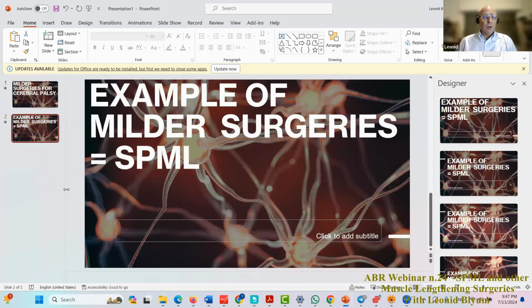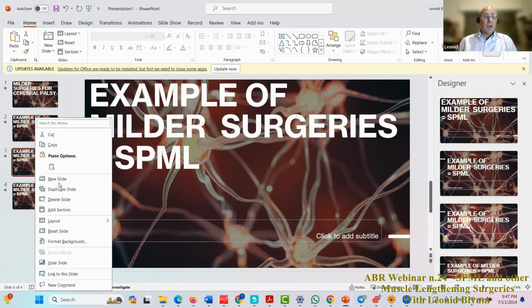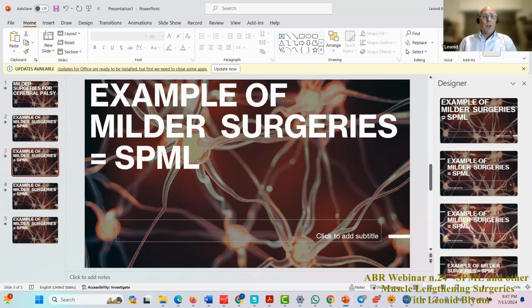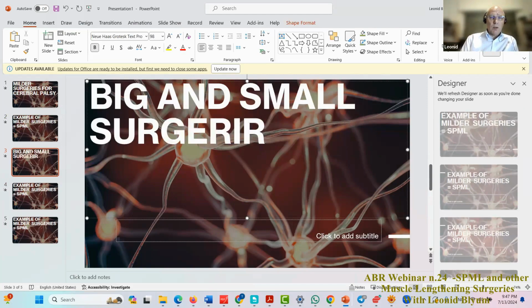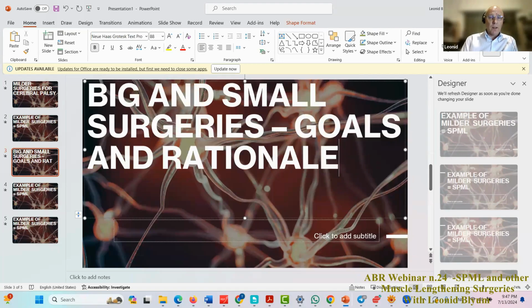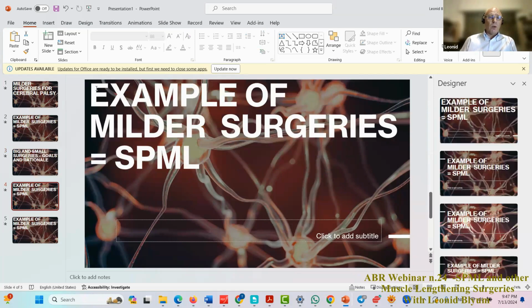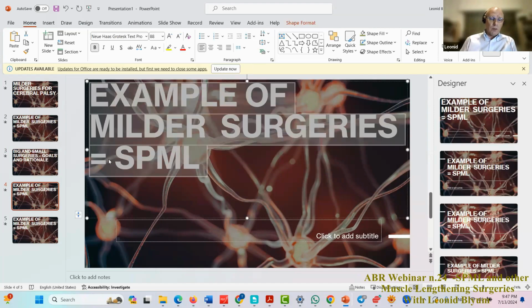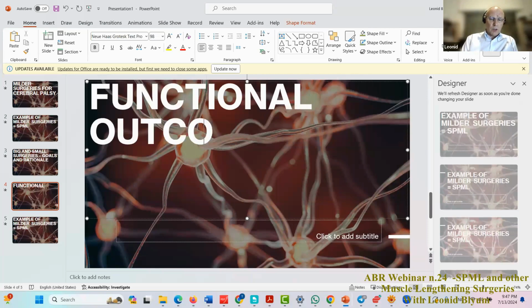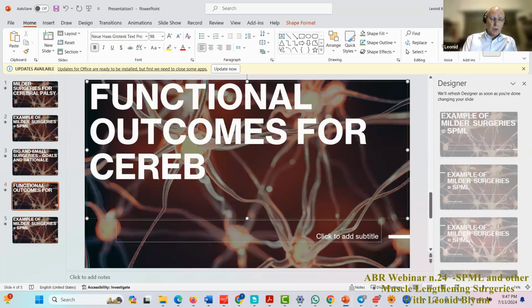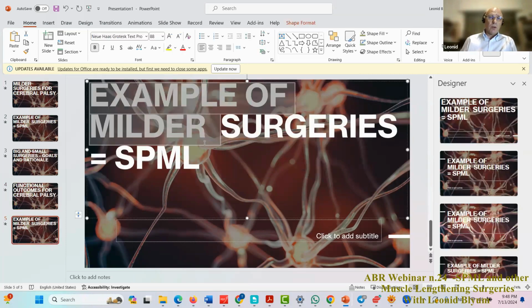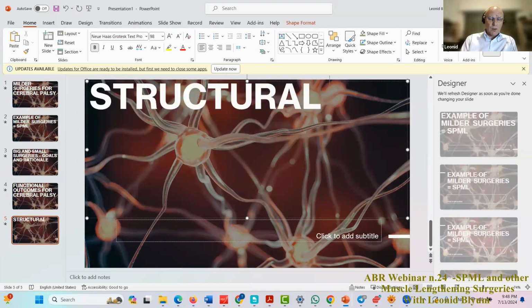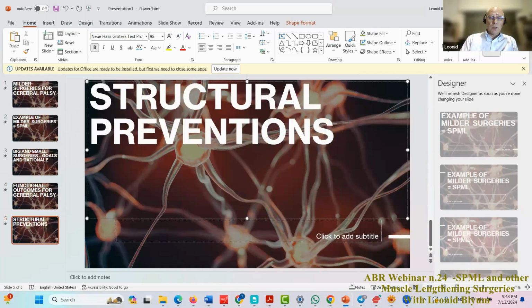And the other dimension would be the conversation about the goals and the outcomes, right? So you see, therefore, here we discuss big and small surgeries, their goals and rationale. And then on a separate note, we are going to discuss the so-called functional outcomes for cerebral palsy, right? And then we will also discuss, let's call it, the structural preventions. So those will be the dimensions over which the whole conversation will go.